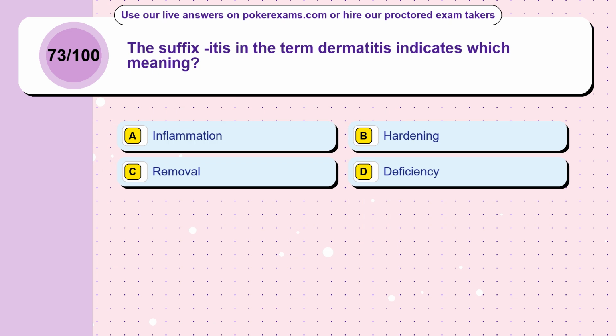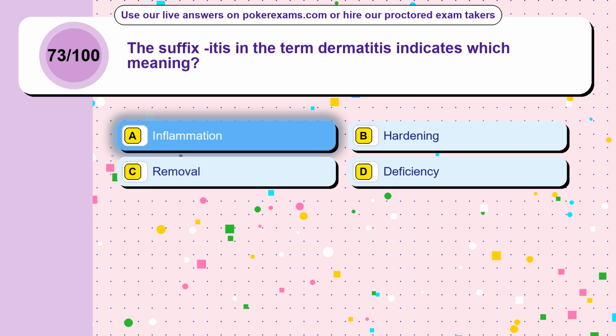Question 73. The suffix itis in the term dermatitis indicates which meaning? Option A. Inflammation. Option B. Hardening. Option C. Removal. Option D. Deficiency. The correct answer is option A.